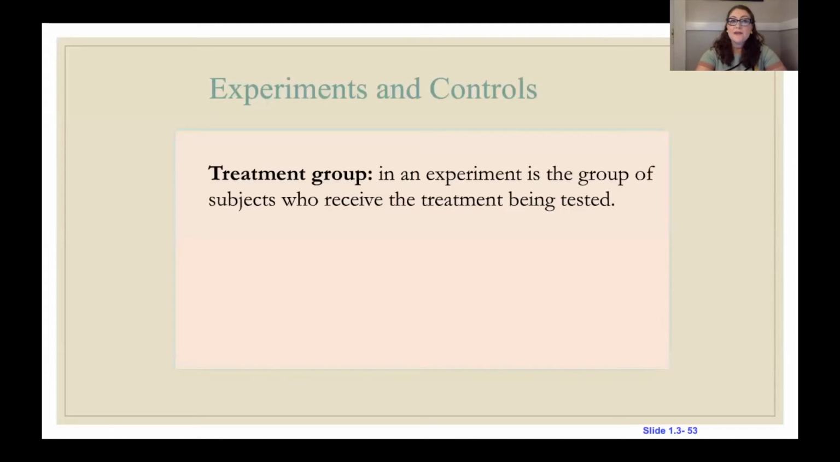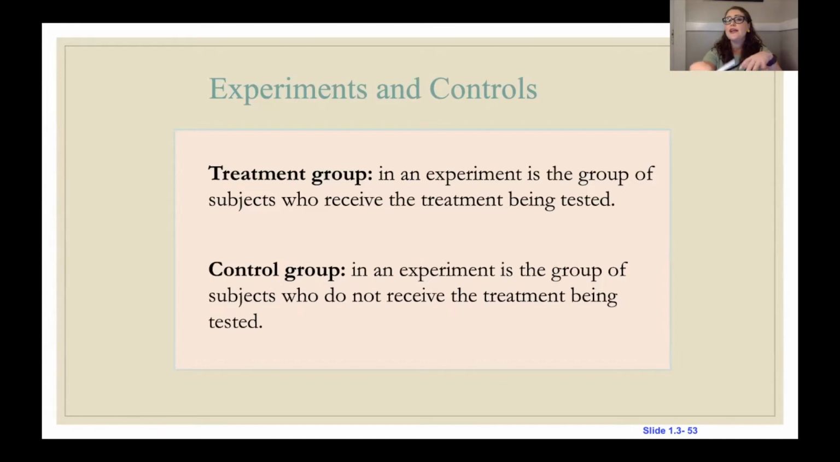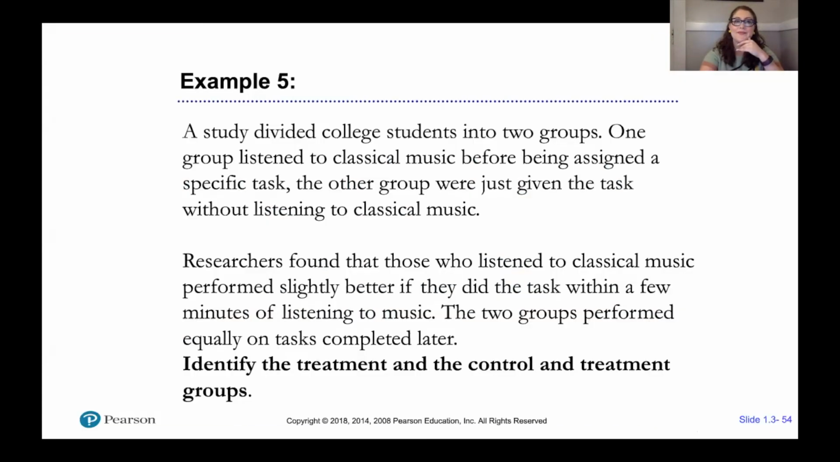So when you have an experiment, that's when we're giving some sort of treatment. You're going to want to have a treatment group. That's the group in the experiment that gets the medicine, gets the therapy, gets to listen to Beethoven while they're doing homework. Then you're also going to have a control group. This is a group where subjects don't receive the treatment being tested. So if this was a medical test, they wouldn't be getting the drug, but they'd probably be getting a placebo, which we're going to talk about.